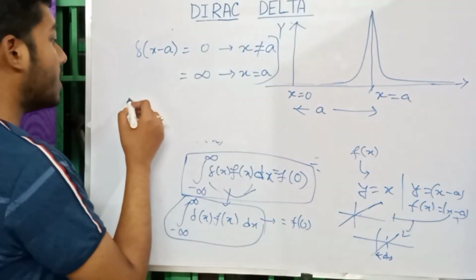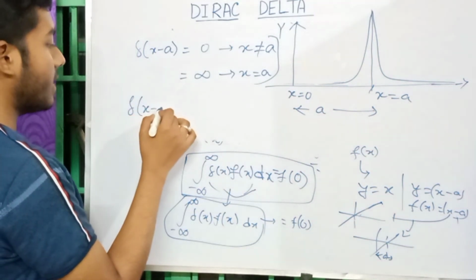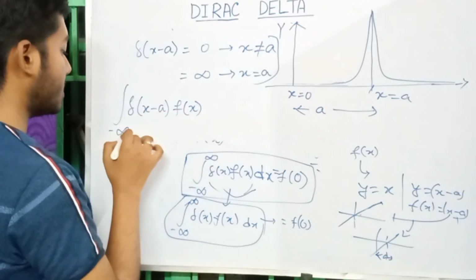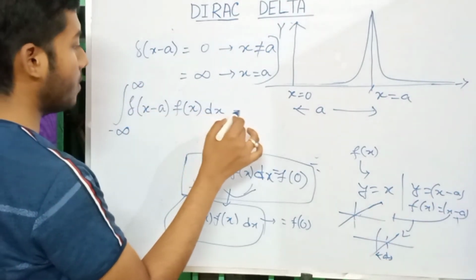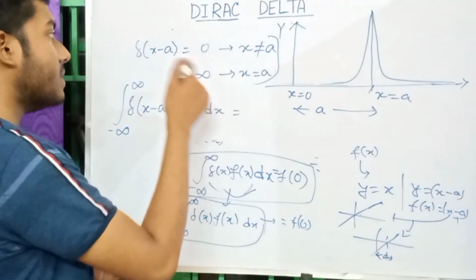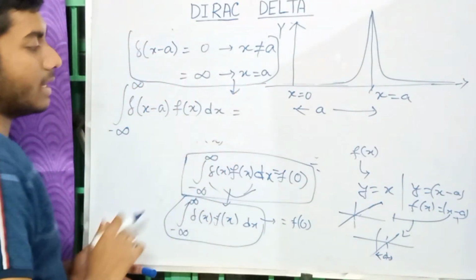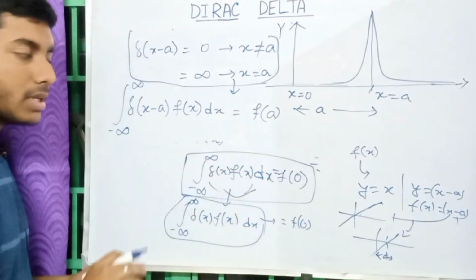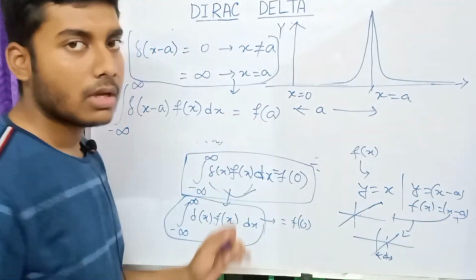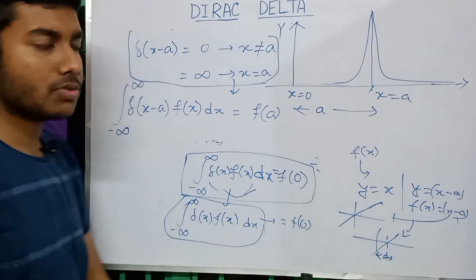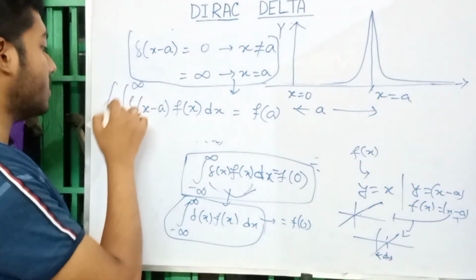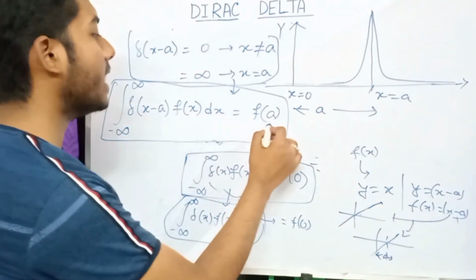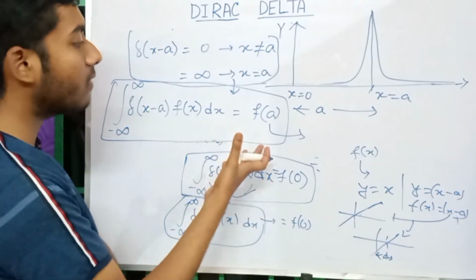Now what will happen when we calculate the integration of del of x minus a into f of x dx from minus infinity to plus infinity? What will we get? Similarly, we will get the functional value f of a, because now all conditions are shifted rightward, or the function is shifted rightward to x equals a. So you have understood very clearly that this will happen here. Like this, we can find any value of the function.